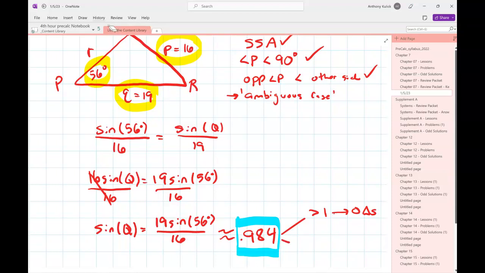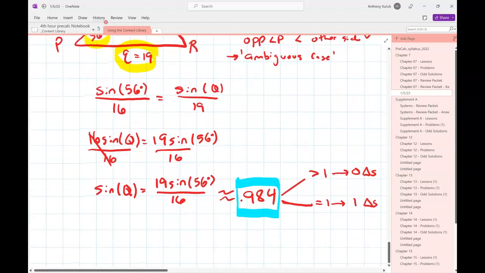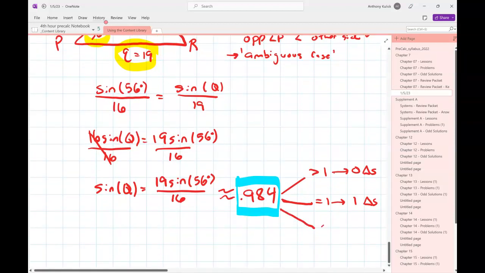Does anybody remember what angle gives you exactly sine of 1? It was a 90-degree angle. That's going to be the one triangle situation. That's actually our hypotenuse leg situation that you remember from geometry, where you have the SSA and the angle is a right angle. Then you get triangle congruence out of there because there's just one thing that can happen. And if that number is less than 1, 2 triangles are possible, which is what we have going on here.